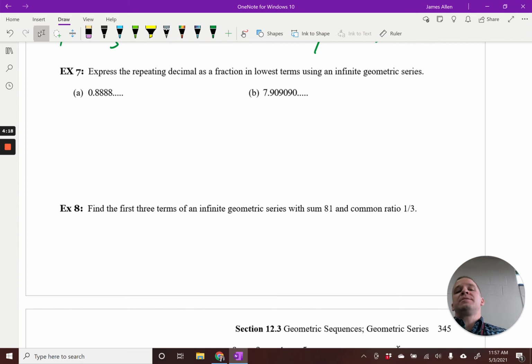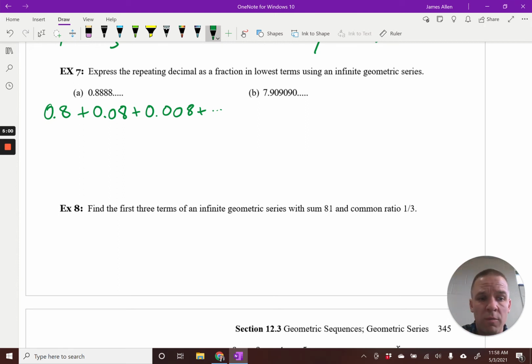Express the repeating decimal as a fraction in lowest terms using an infinite geometric series. Oh, what? What in the heck are we talking about here, right? What is going on? Okay, how about this? And this might be a little bit out of the box, you're like, dude, I would never have thought of that. What if my first term is 0.8, and then I were to do 0.08, and then 0.008, so on and so forth, right? That would get me there if I just kept adding 0.08 and then one more decimal.